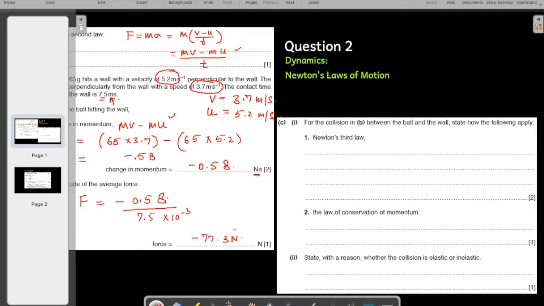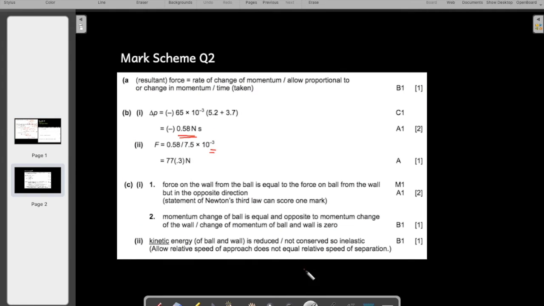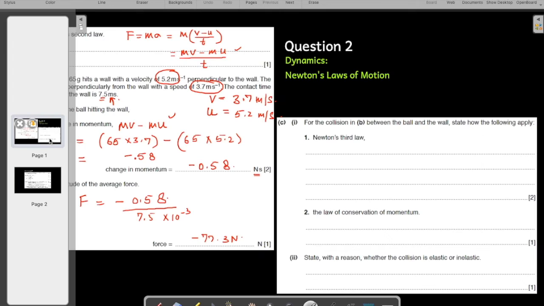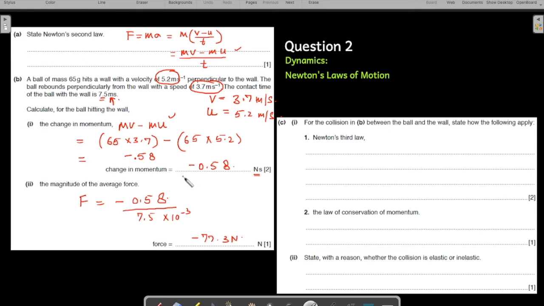77.3 newtons. Though the mark scheme is not stressing on continuing with the negative sign, always follow the good practice of retaining whatever signs you are getting. Do not just ignore it, because you might be using this number somewhere again later on in the question. In this question you are not going to use this force value in the later part. But if there is some later part of the question where you are required to use this force, then the negative value would make sense. You'll have to use negative 77 newtons as your answer.